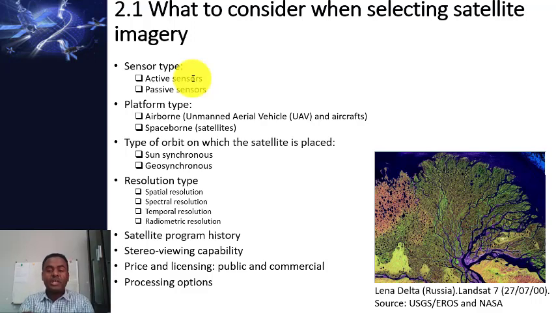Another important issue that we should consider is the resolution types. There are different resolution types which determine the quality of your imagery: spatial resolution, spectral resolution, temporal resolution, and radiometric resolution. So there are four resolution types, and we will come to the resolution lecture later in this specific slide. We'll continue.